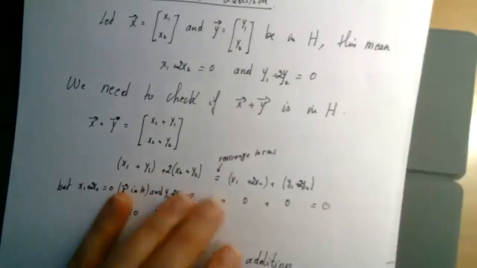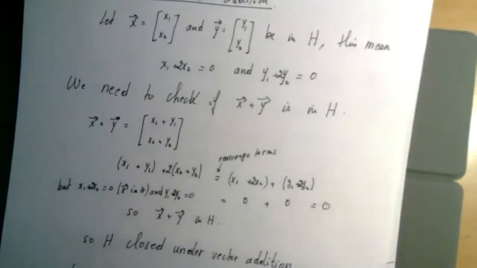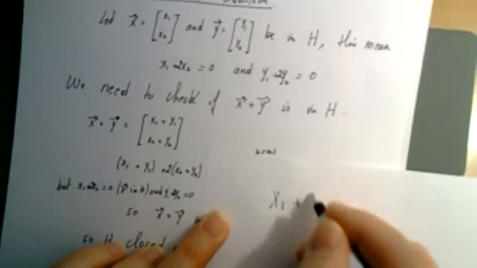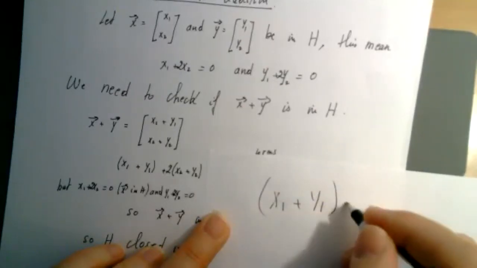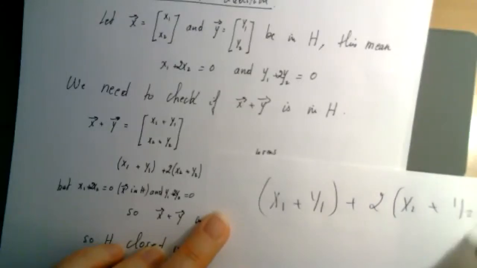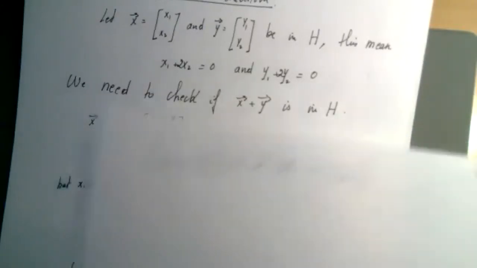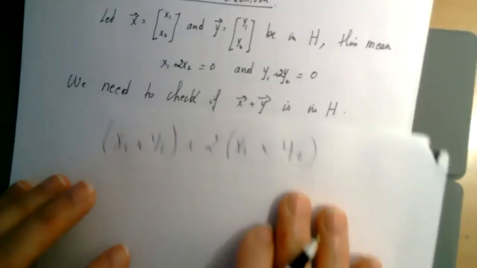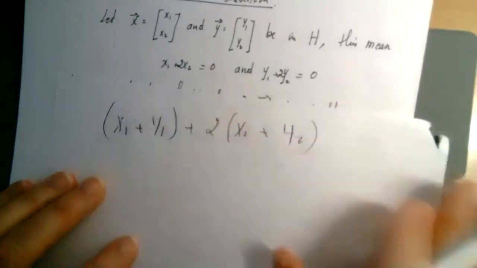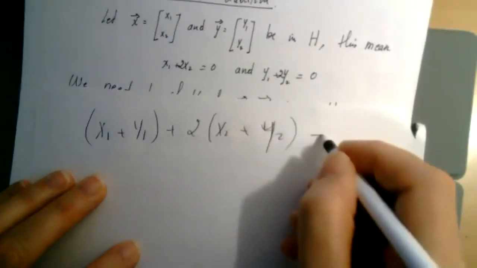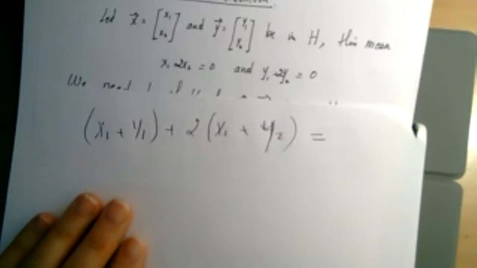So I took, I'm killing so many trees. So x1 plus y1 plus 2 times x2 plus y2. And my question is, is this equal to 0? Knowing this, that's my starting point. Is this equal to 0? What do you think? How can I convince you it's equal to 0?